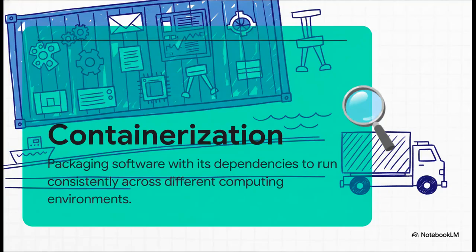You know, the best way to think about it is like a universal shipping container for your code. It doesn't matter what's inside, whether it's electronics or furniture, the container itself is standardized, right? It just works on any ship, train, or truck. In this analogy, your machine learning model is the precious cargo, and Docker provides that standardized container that guarantees it arrives safely no matter the destination.